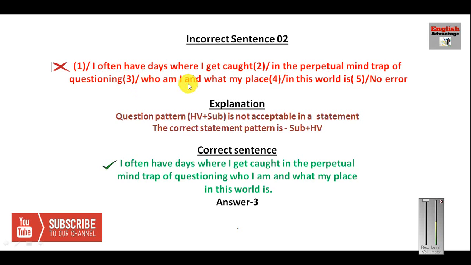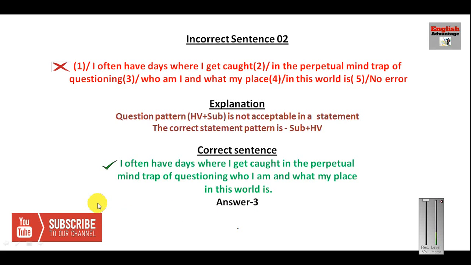So that is why we should write here who I am, because who am I is the question pattern. So this is the wrong part here, and this should be corrected. Who am I should be replaced with who I am. So the correct sentence will be, I often have days where I get caught in the perpetual mind trap of questioning who I am and what my place in the world is. So the answer will be 3.